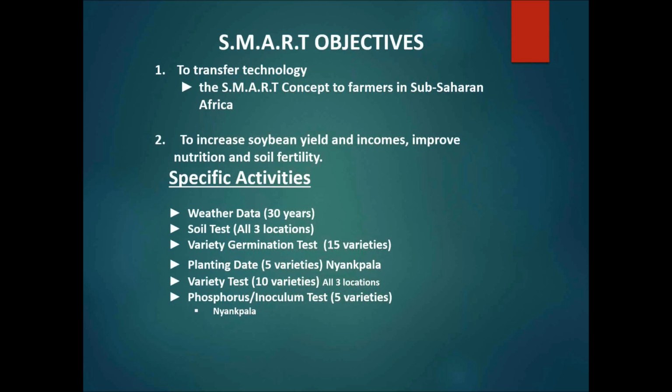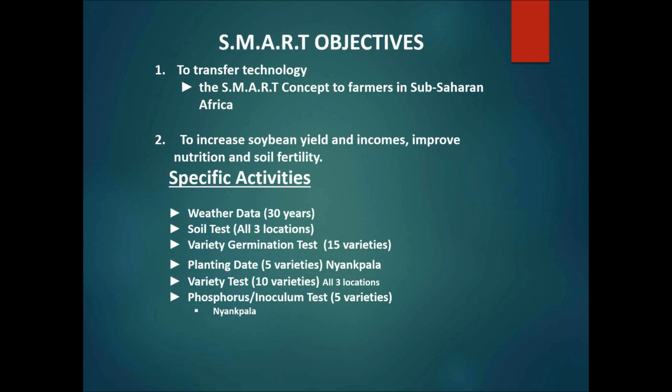I went there with objectives of actually transferring the smart concept to farmers in sub-Saharan Africa, starting from Ghana, and then also trying to see whether we can increase soybean yields and definitely increase the incomes of farmers and improving nutrition and soil fertility. One thing about the soils in northern Ghana is that they are very low in soil nutrients. Specifically, we started with weather data collection.